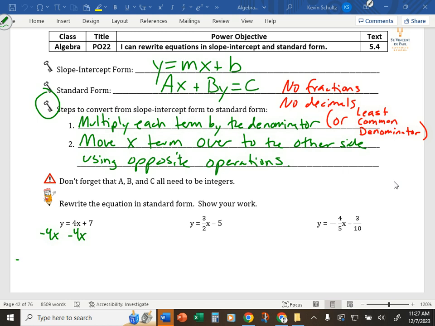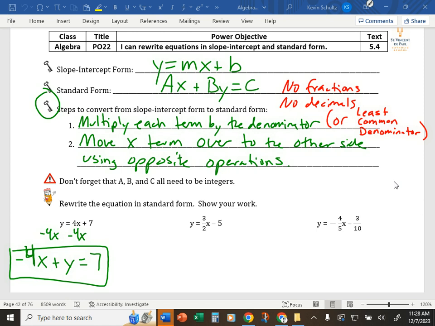So our final answer, we have a negative 4x plus y, because that didn't change, right? And then what's left on the right side? 7. And this is now in standard form. Is that it? That's it. It gets a little more tricky when you've got a fraction, okay? But that's it for this example, right?